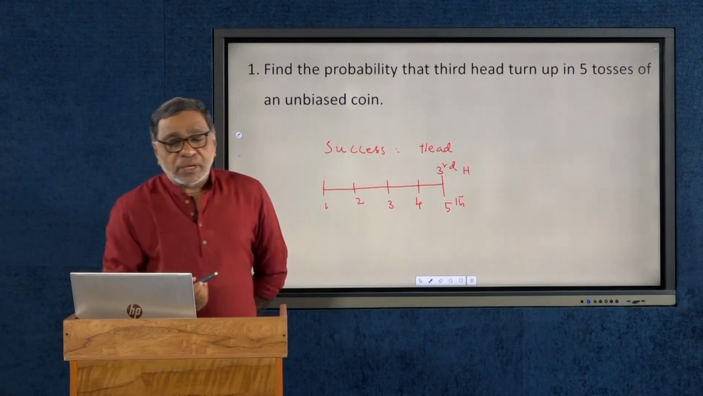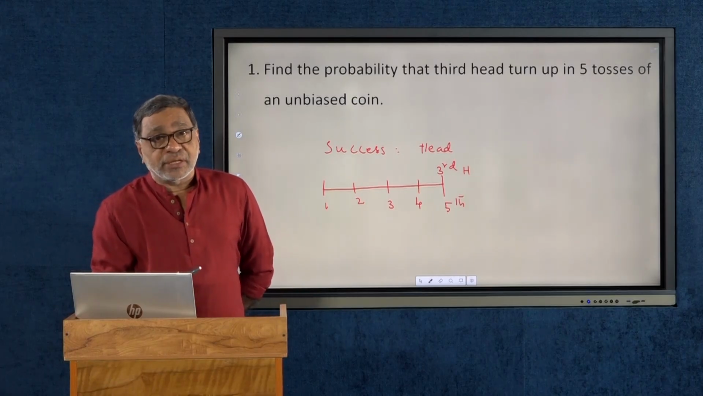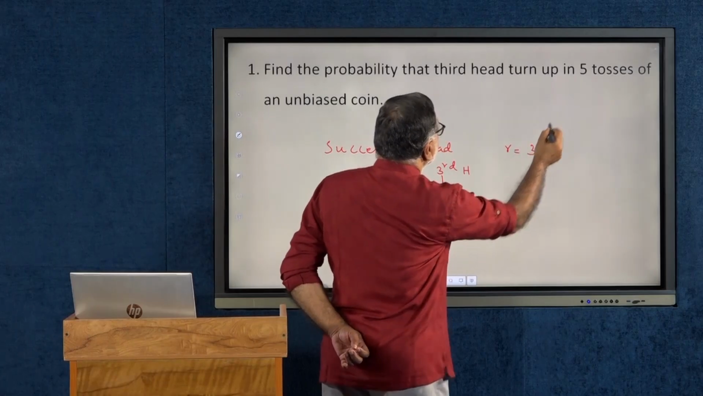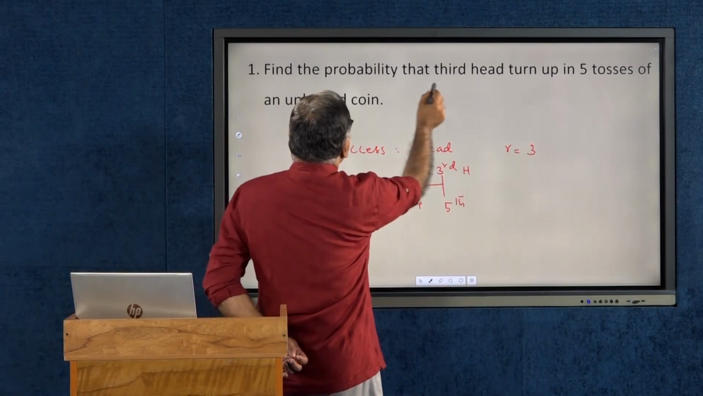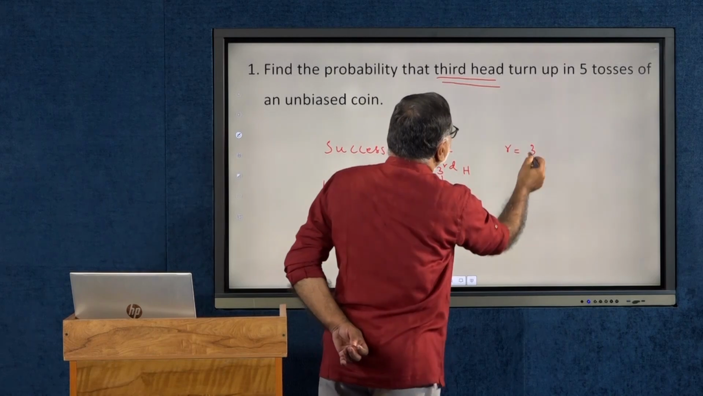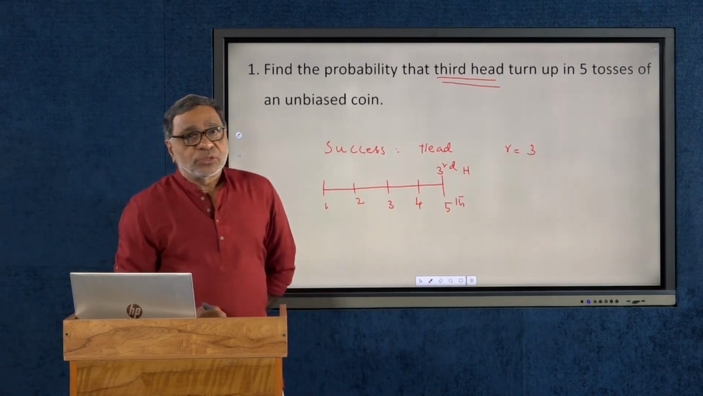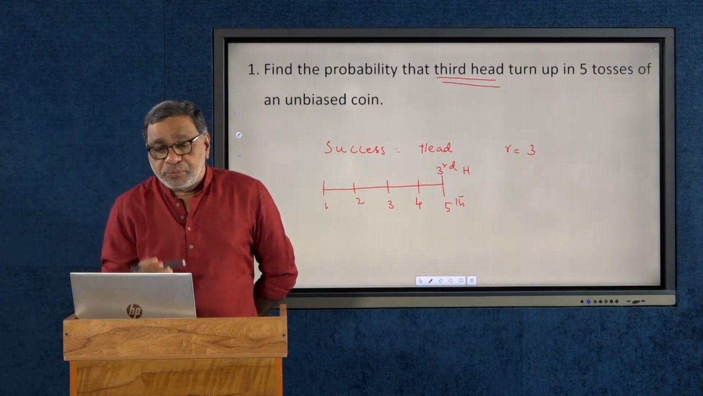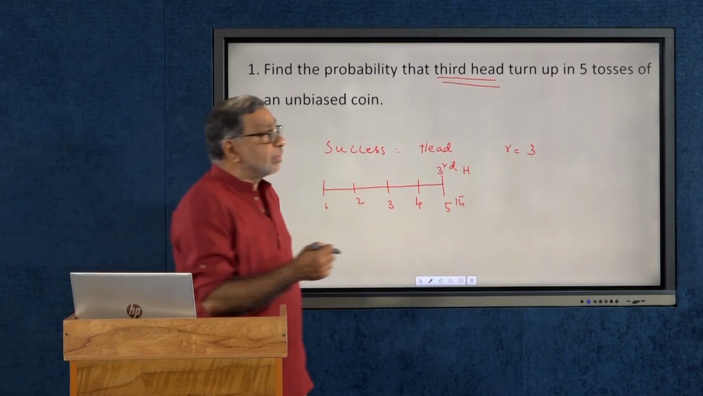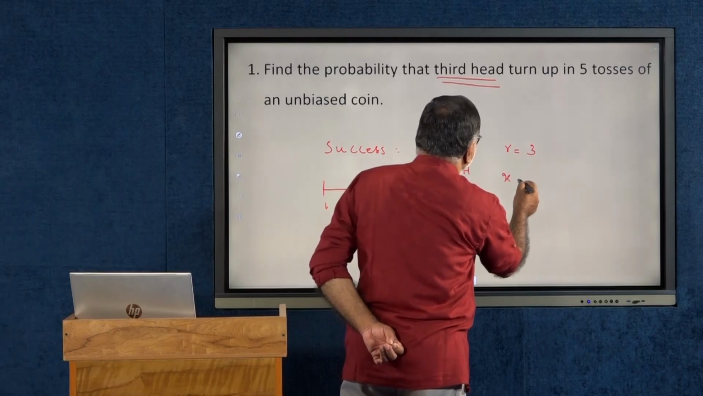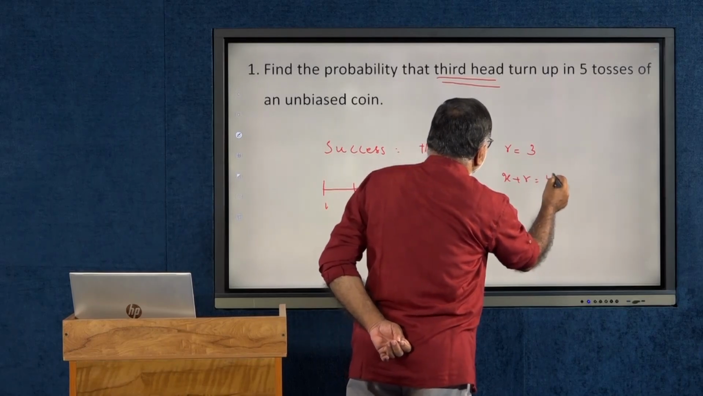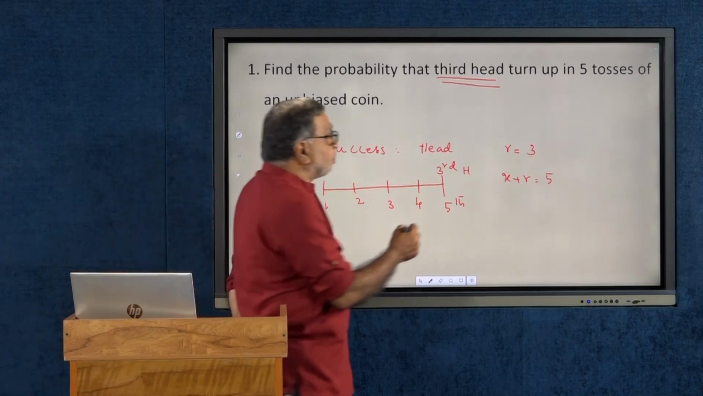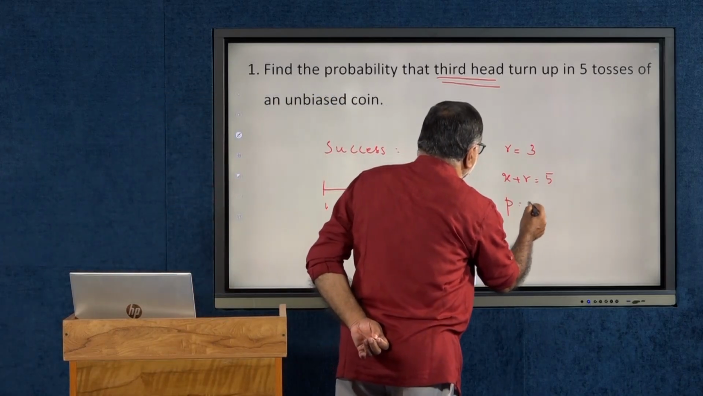So what is R, the number of successes here? The total number of successes we fixed as 3, so R is equal to 3. We are fixing the number of successes as 3 and that should be in the fifth toss. That means the total number of trials is 5, so x plus R is equal to 5. And what is the probability of getting a success here? 1 by 2.